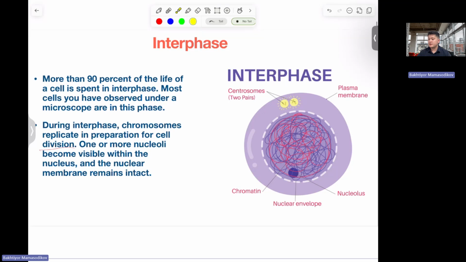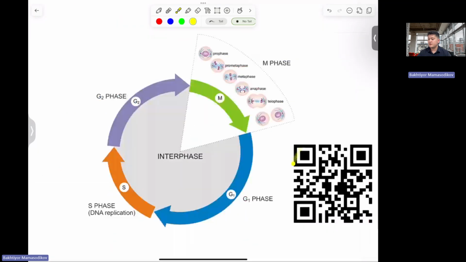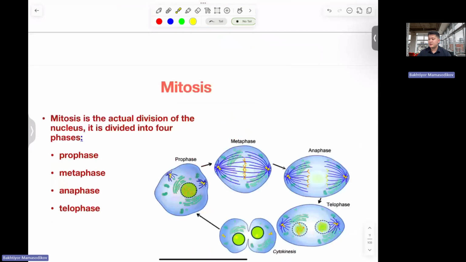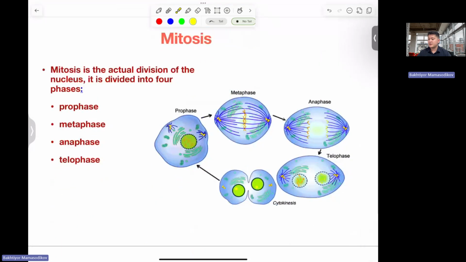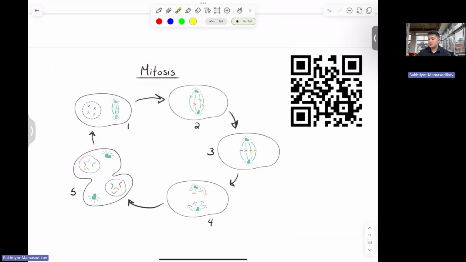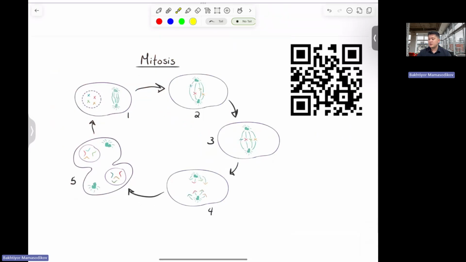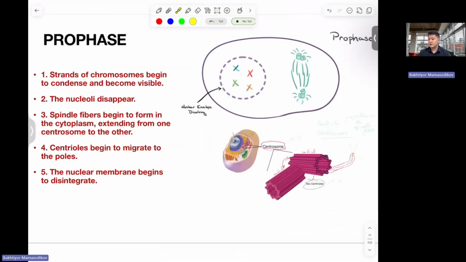Here's the video, so you can scan and watch this video. Prophase, metaphase, anaphase, and telophase are the stages of the mitosis. So these are the stages of the mitosis. Let's talk about the prophase. What's happening in the prophase?